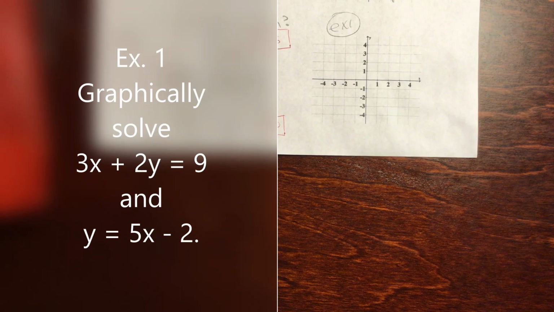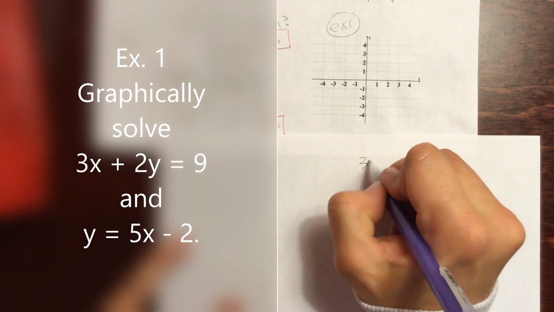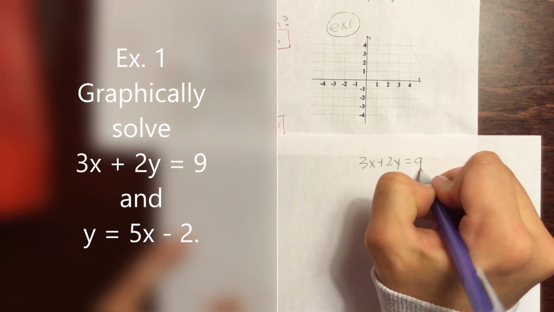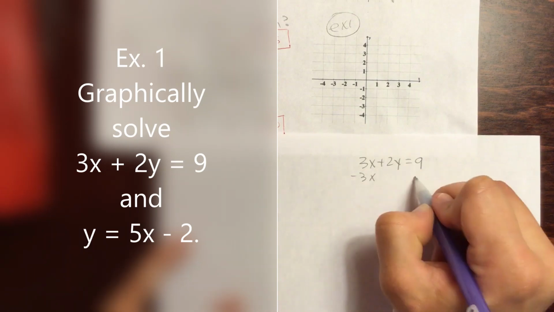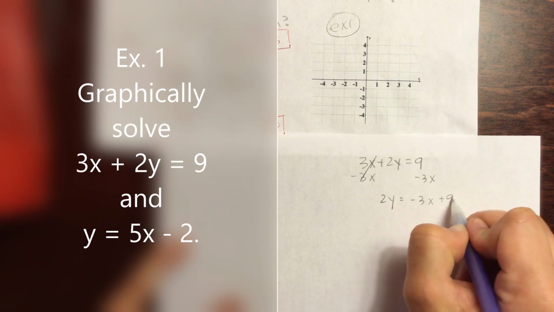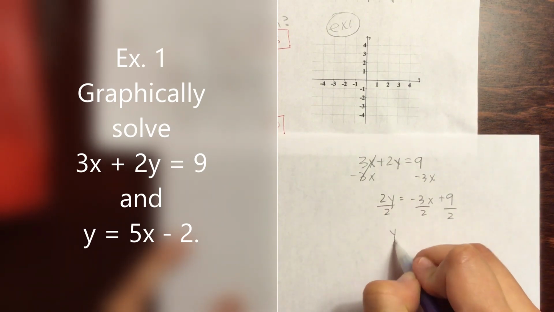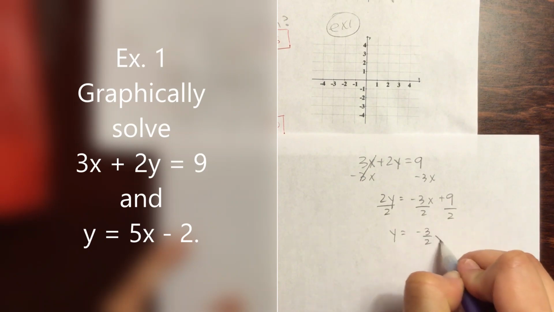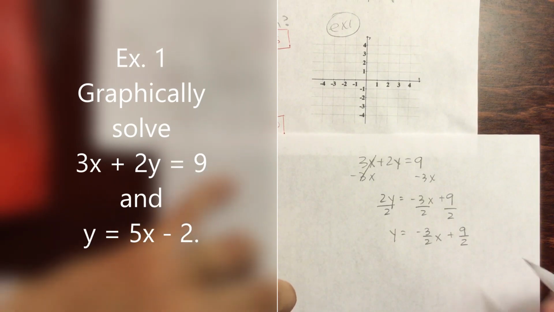All right, let's first rewrite this first equation, the 3x plus 2y equals 9, in the form y equals mx plus b. So I'm going to subtract my 3x over to the other side and then divide by 2. Okay, this one's going to be kind of tricky because we are graphing fractions, but we can totally do it. All right, let's graph this.